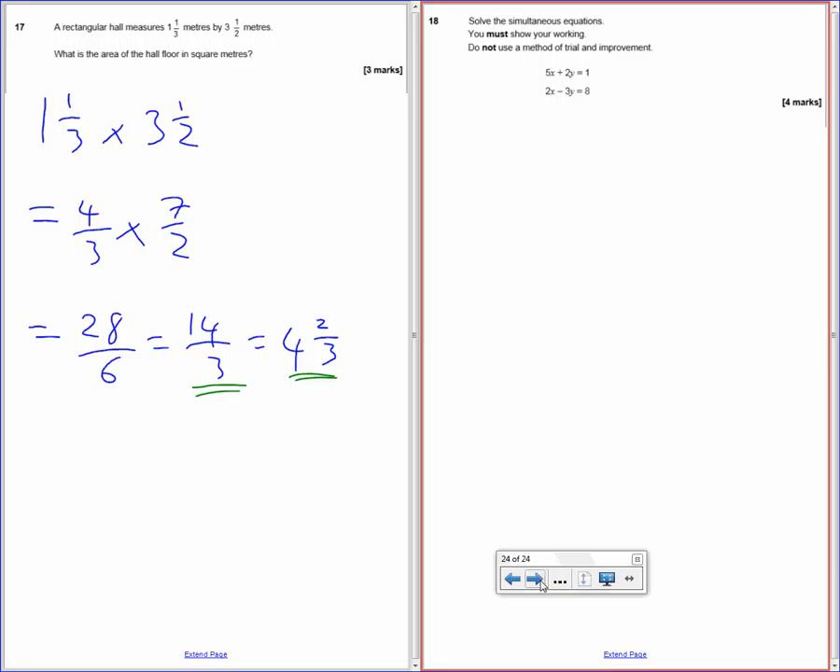So the last question, simultaneous equations. You had to work it out properly, not just plug in some numbers and see if they work. The problem we've got is we don't have the same amount of x's or the same amount of y's in our equations at the beginning. What I'll do to make the y's the same, I'll multiply equation 1 by 3, and equation 2 by 2.